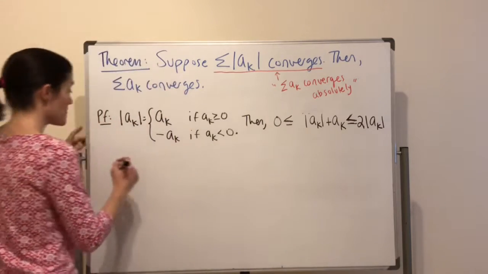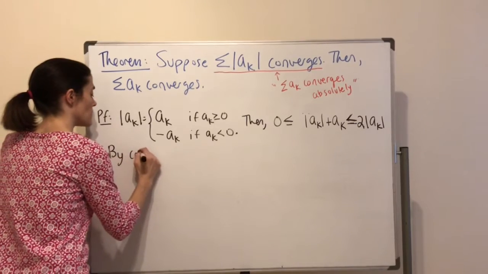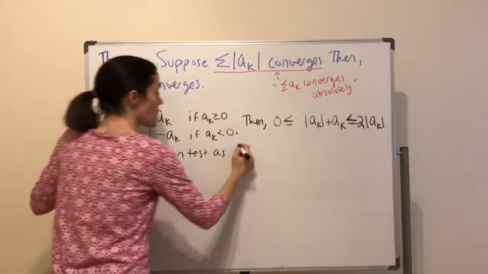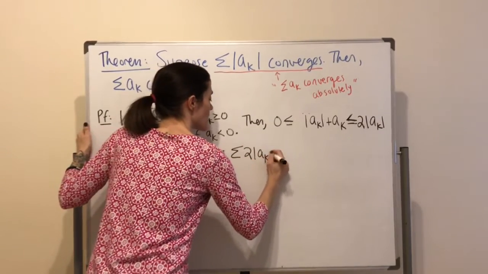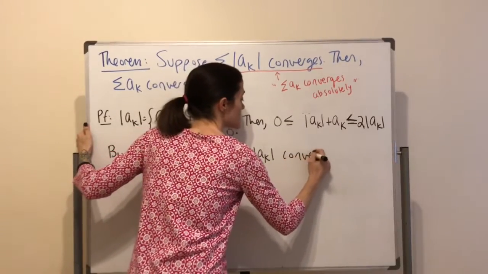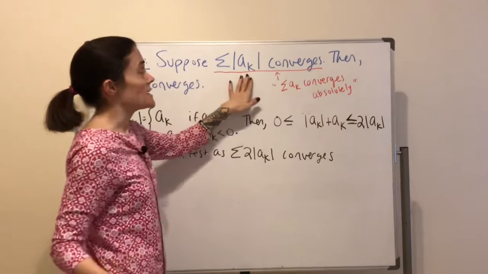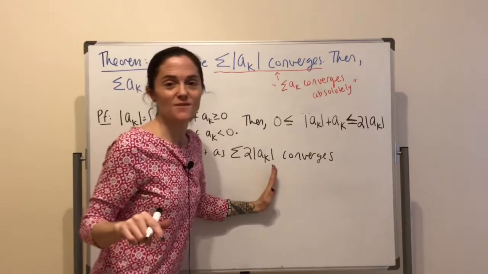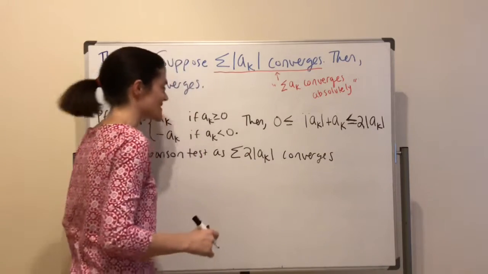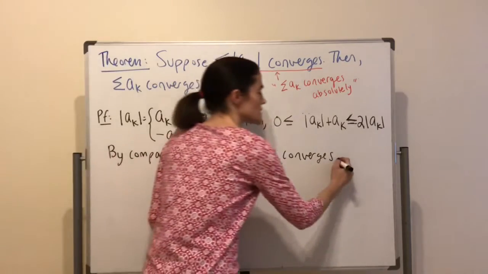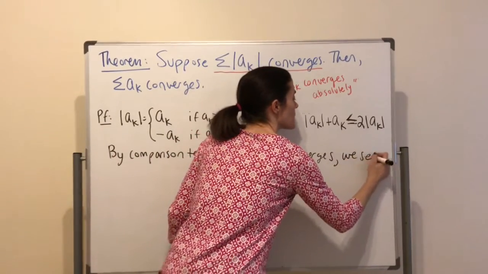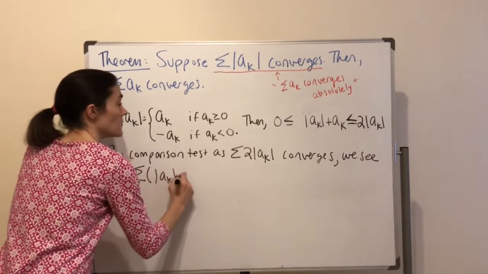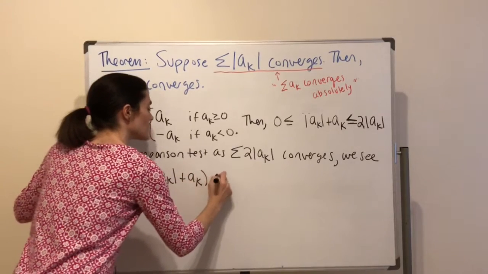Okay, so by the comparison test, as the sum of 2 times absolute value of a_k converges, ask yourself, why does this converge? Well, my assumption is that absolute value a_k converges. Of course, then a constant times a convergent series will converge, we discussed. Okay? So as this converges, you see the sum, this thing, absolute value a_k plus a_k converges.